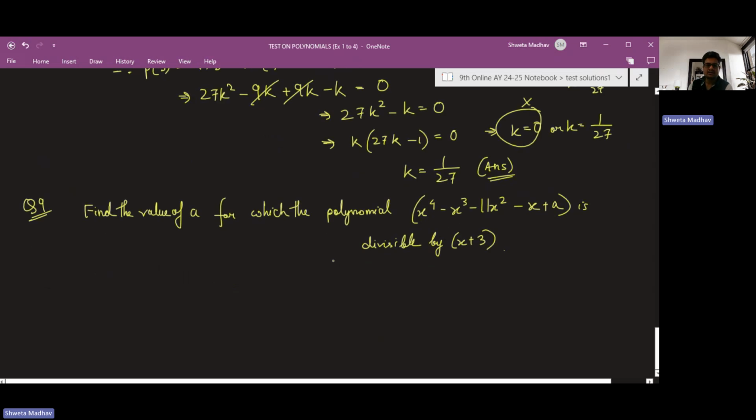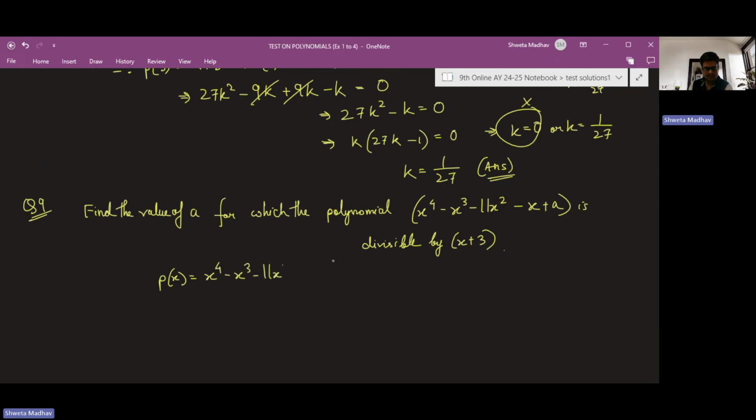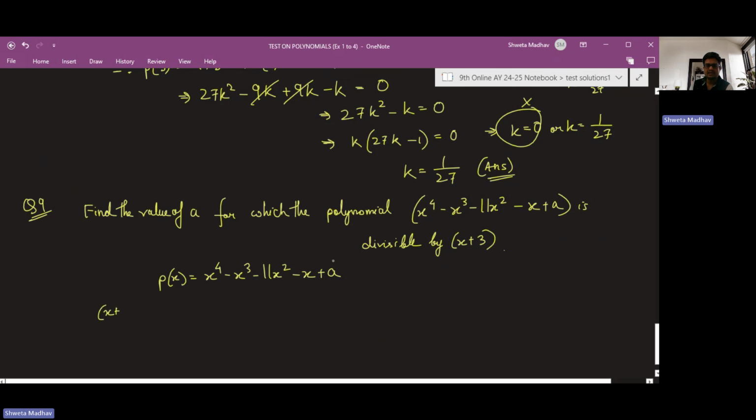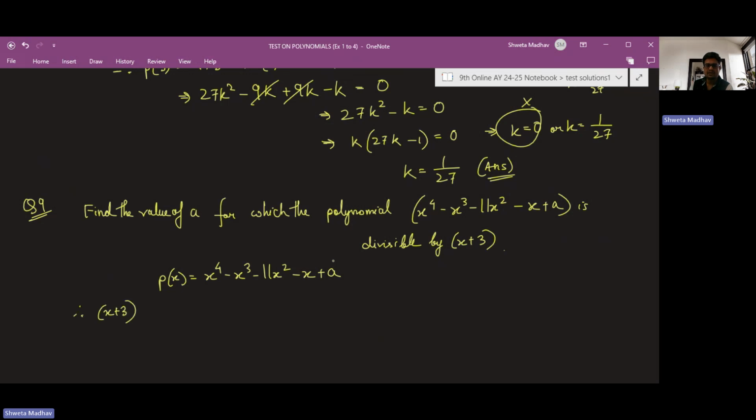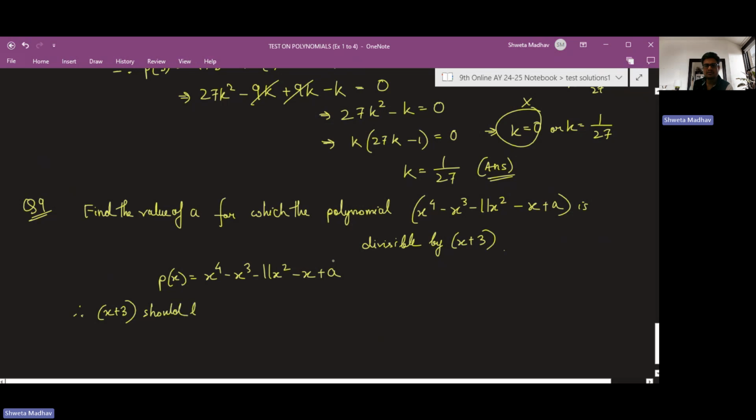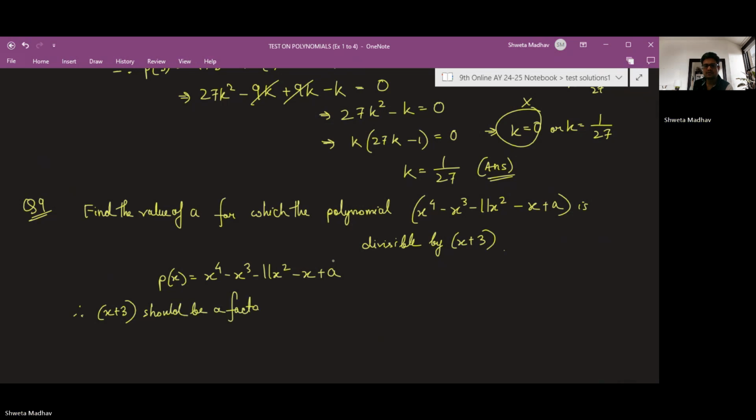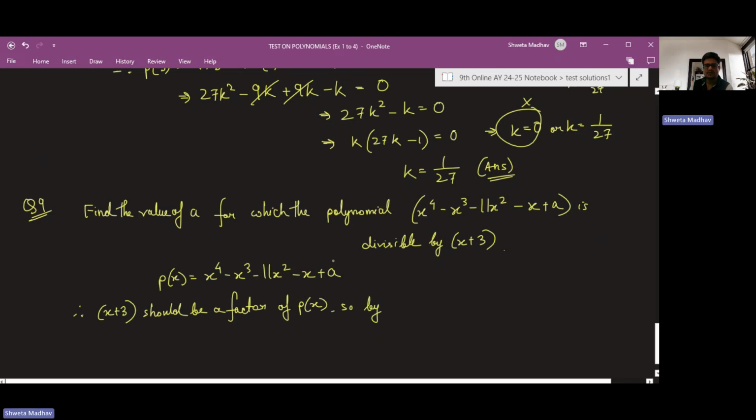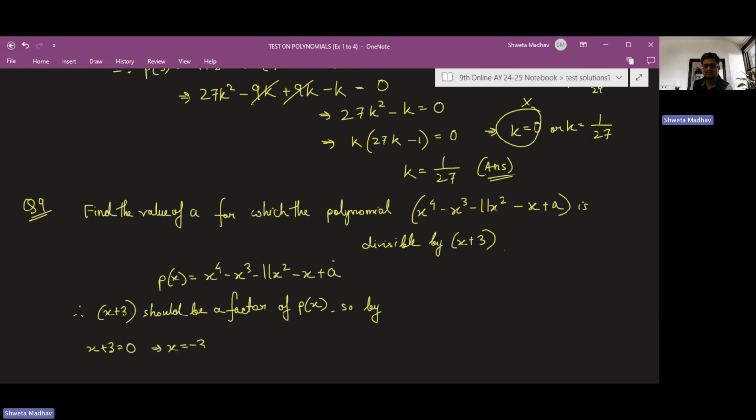So here, let's say we take this polynomial as p of x, which is x power 4 minus x cube minus 11x square minus x plus a. If this polynomial p of x is divisible by x plus 3, it means x plus 3 should be a factor of p of x. So by factor theorem, if I equate this x plus 3 with 0, then we'll get x as minus 3.